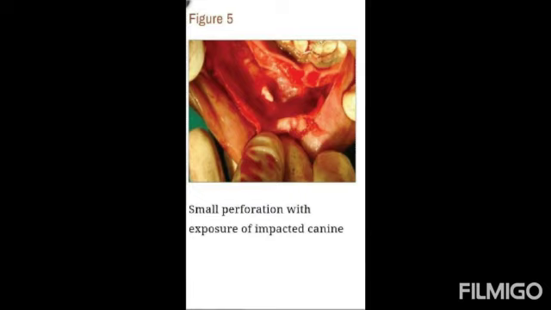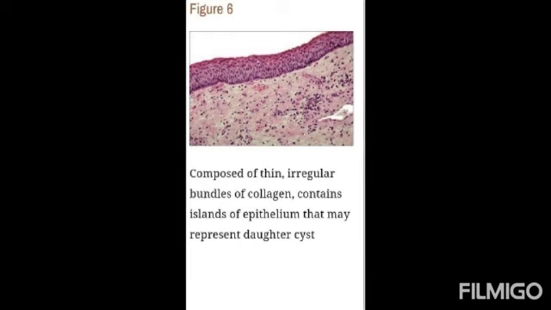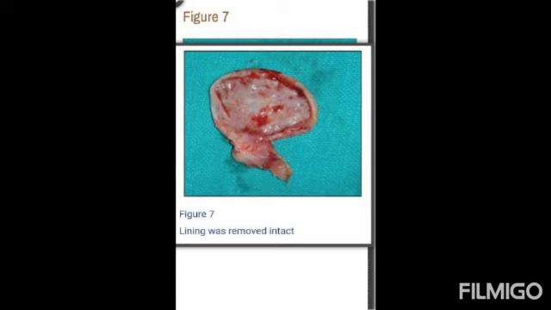The fifth picture shows a small perforation with exposure of the impacted canine. So we have to give some perforation and cut the bone around that area, and the canine tooth is seen. The sixth picture is the histology, composed of thin irregular bundles of collagen, and it contains islands of epithelium that may represent daughter cysts. The seventh picture shows the lining removed intact. It is the cyst lining.